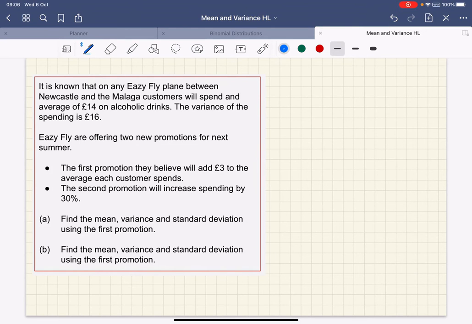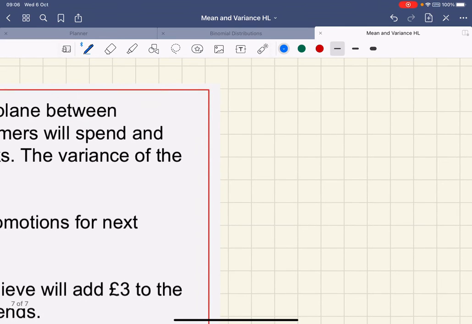We've already got a mean of 14 and a variance of 16. And the first part is just saying, well, what's going to happen if I add 3 onto each of those? Well, the new mean would just be 14 and 3.